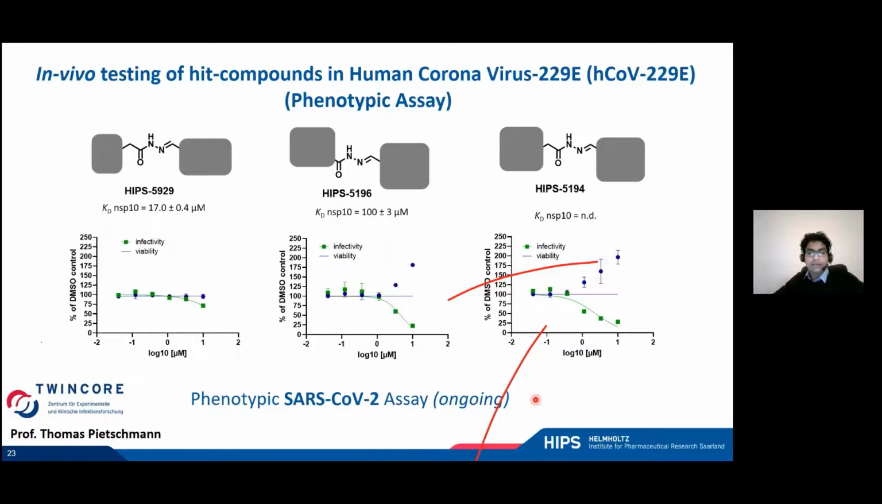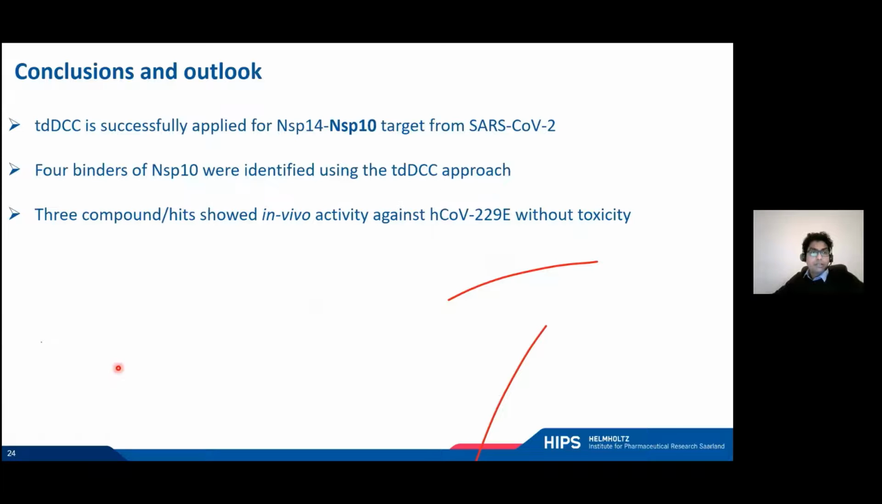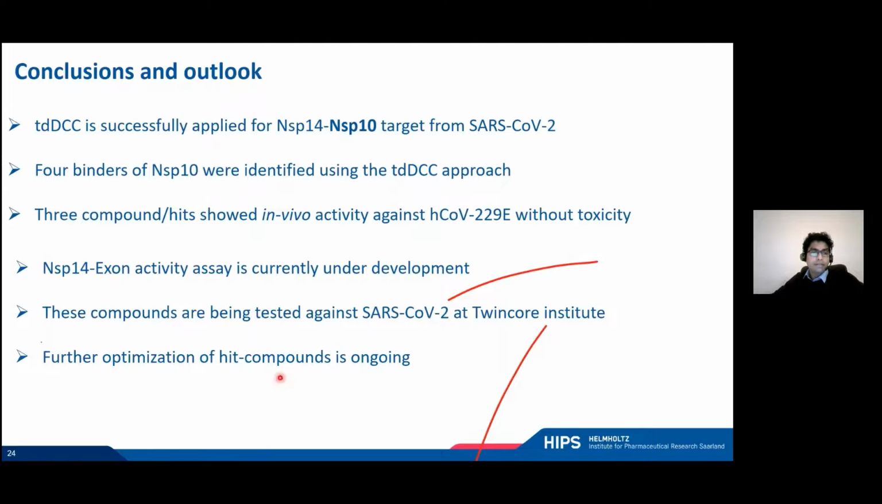This is the new assay, which is developed in this institute, and we will test all our compounds on a real coronavirus now. So this brings me to the conclusions and outlook. I hope that I showed you that target-directed dynamic combinatorial chemistry is applied well for this NSP10 target from the coronavirus 2. We also found 4 binders for this protein using this approach, and 3 of them show in vivo activity, so cellular activity against this old coronavirus without any toxicity. And now we are also looking into the actual activity of this compound, and this compound will be tested on the new coronavirus, and then further optimization will be carried out.